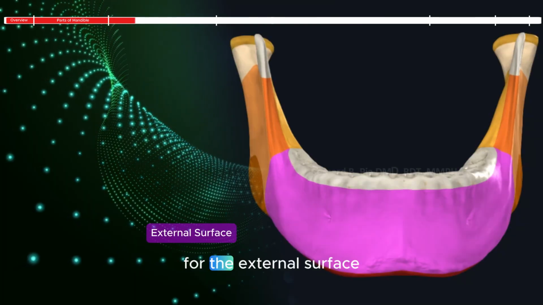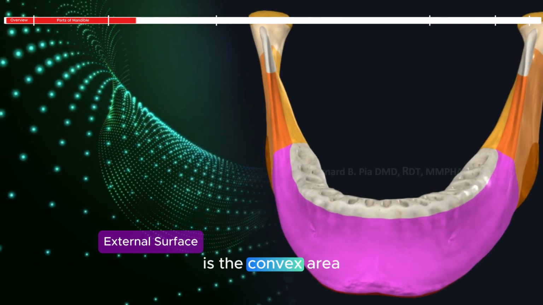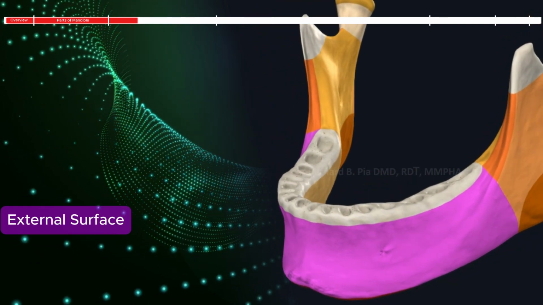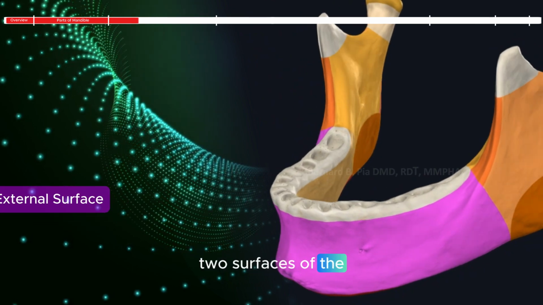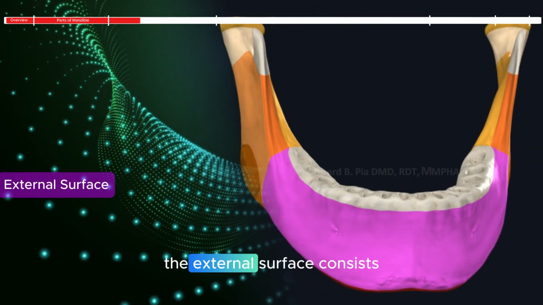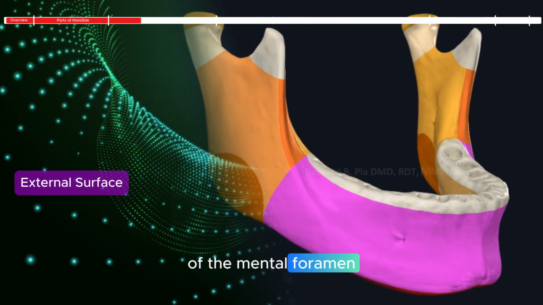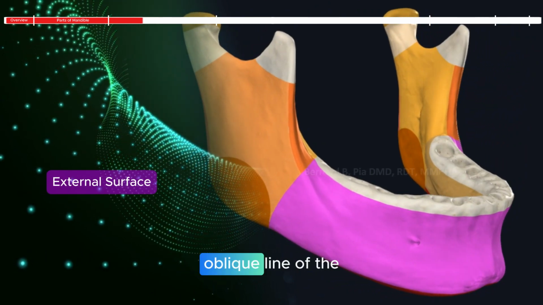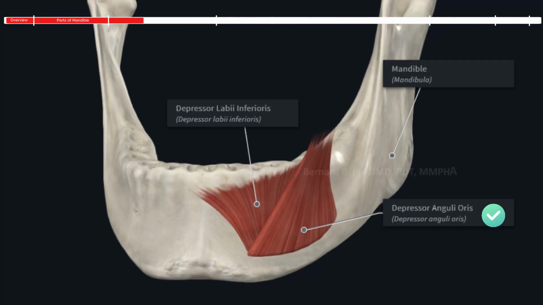4. The external surface is the convex area found along the outer aspect of the body of the mandible. It is one of two surfaces of the body of the mandible, the other being the internal surface. The external surface consists of the mental foramen, mental protuberance, mental tubercle, and the oblique line of the mandible. It provides origin sites for the depressor anguli oris and depressor labii inferioris muscles.